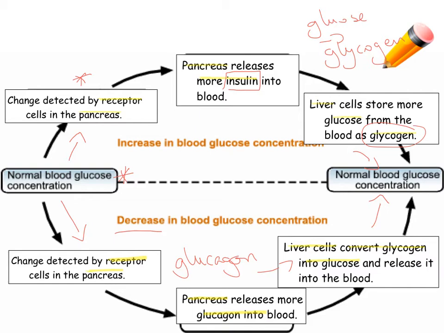If you don't do that, if your blood sugar decreased a whole lot, and you didn't release this glucagon and convert your glycogen back, your blood sugar levels will get too low, and it results in you going into a coma.